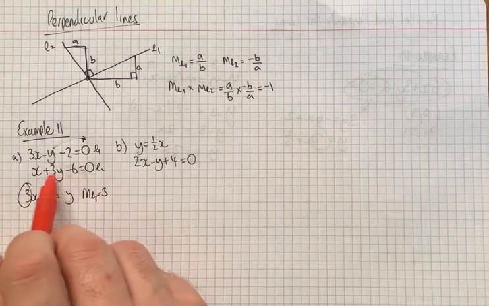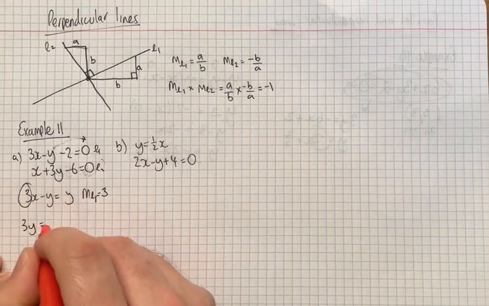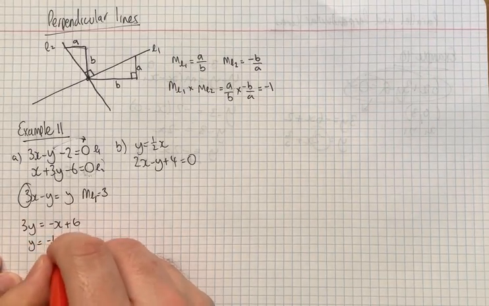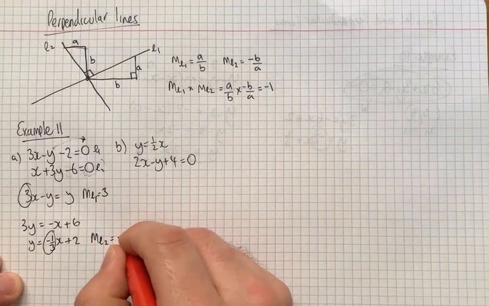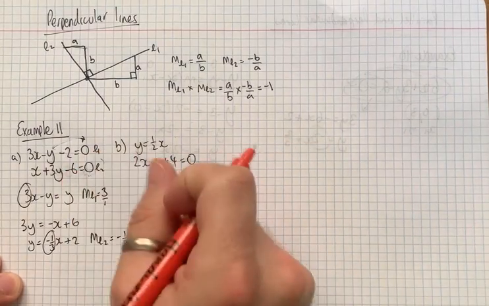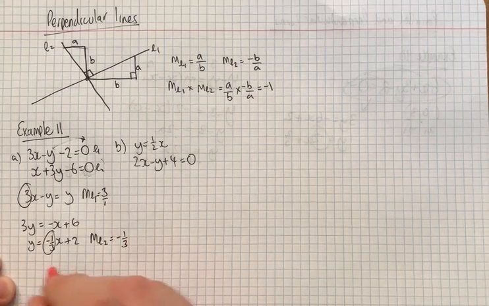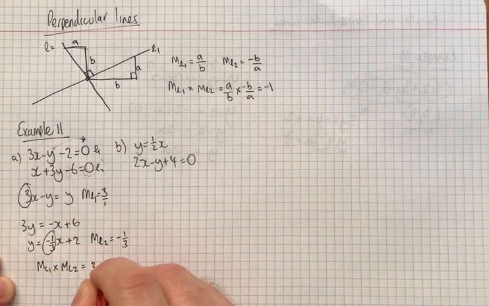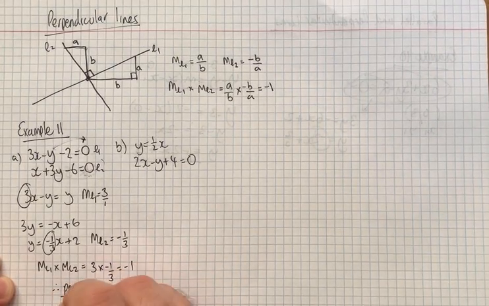L2, this time I want y to be positive, so I'm going to move the x and the -6 over. I get 3y equals -x plus 6. Divide by 3, y is -1/3 x plus 2. So the gradient of L2 is -1/3. Now, if you just look at L1, 3 is 3 over 1, flip it, third, change sign, -3. So we know these are perpendicular, but we can just show it as well by multiplying the two gradients together. 3 times -1/3 is -1, therefore they're perpendicular.